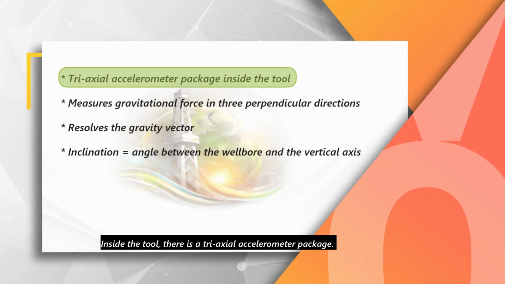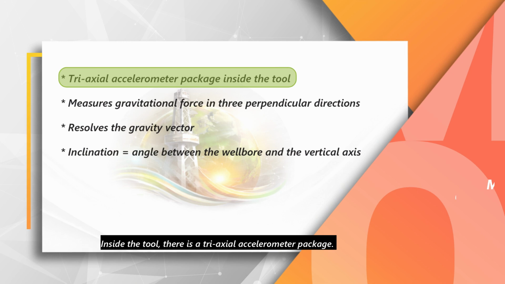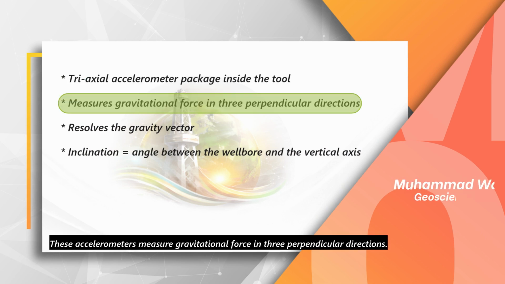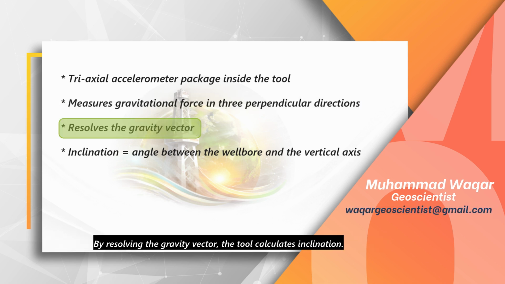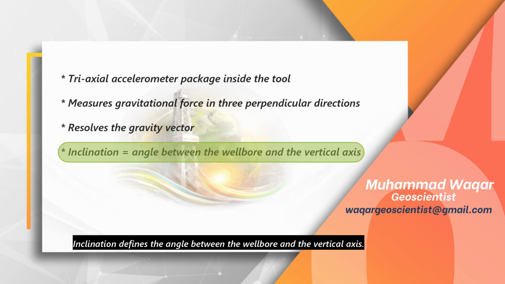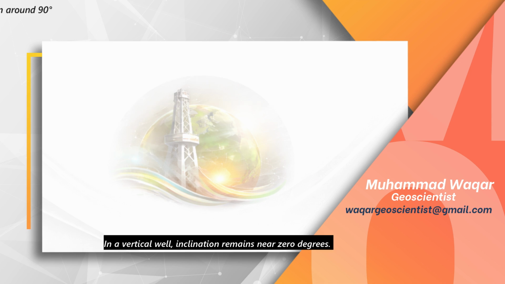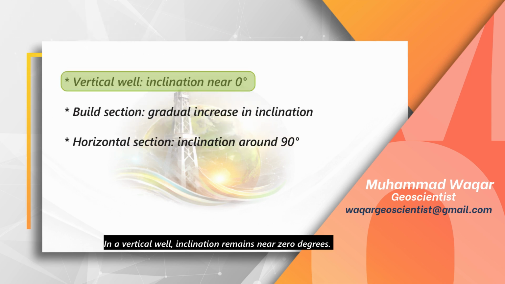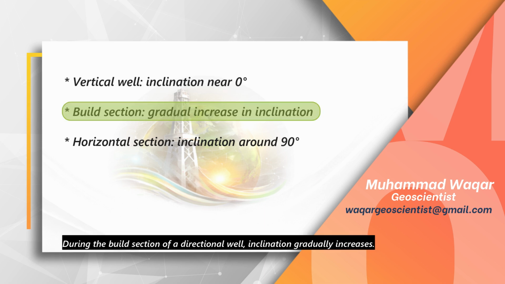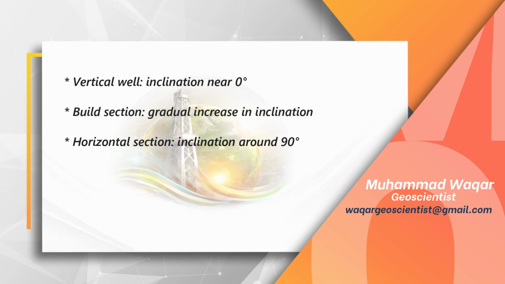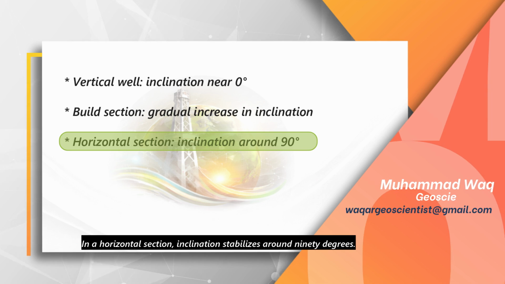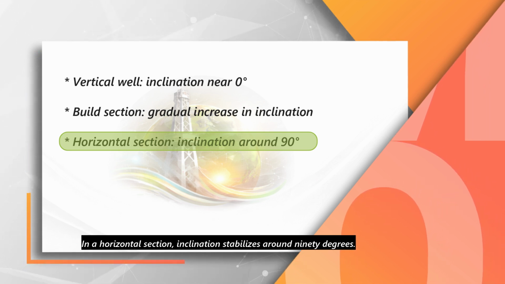Inside the tool, there is a triaxial accelerometer package. These accelerometers measure gravitational force in three perpendicular directions. By resolving the gravity vector, the tool calculates inclination. Inclination defines the angle between the wellbore and the vertical axis. In a vertical well, inclination remains near 0 degrees. During the build section of a directional well, inclination gradually increases. In a horizontal section, inclination stabilizes around 90 degrees.